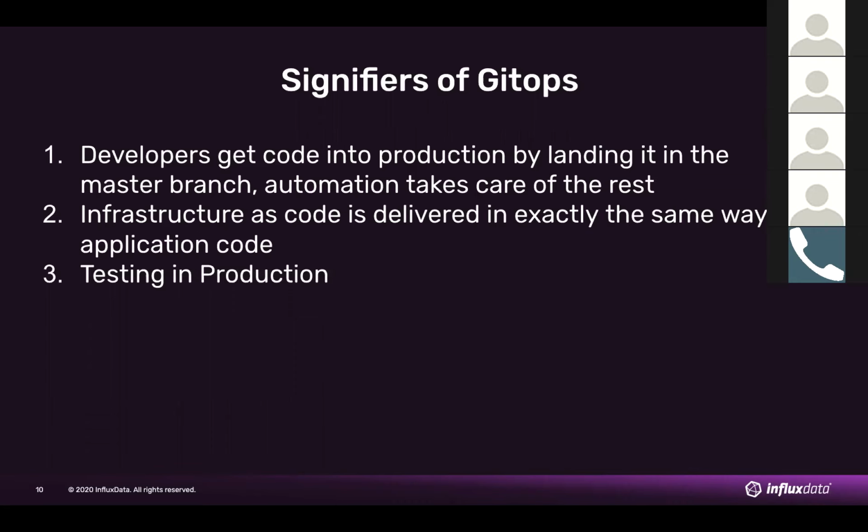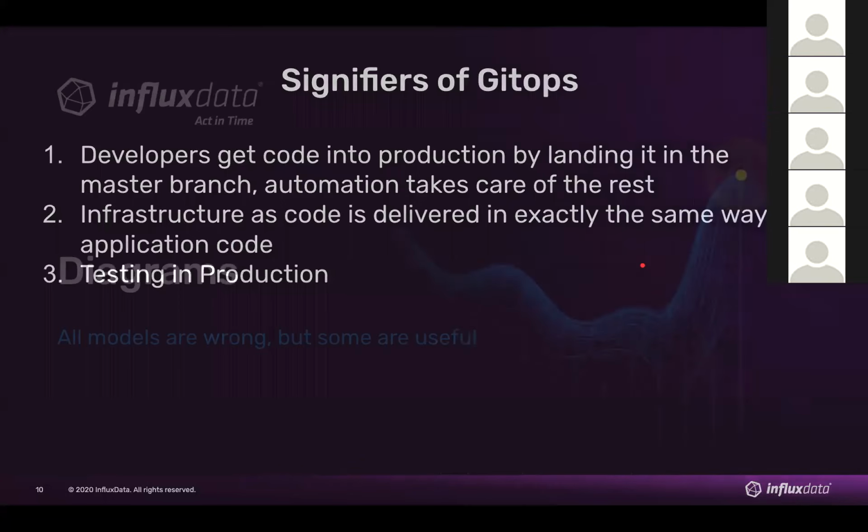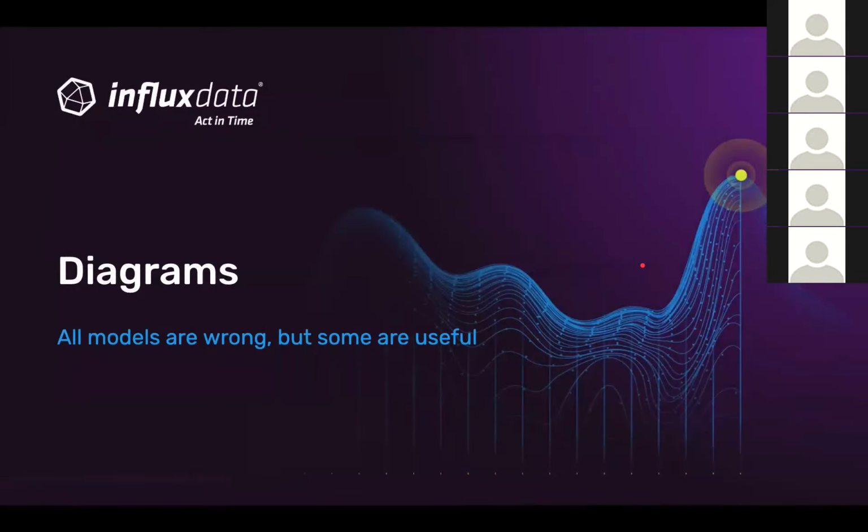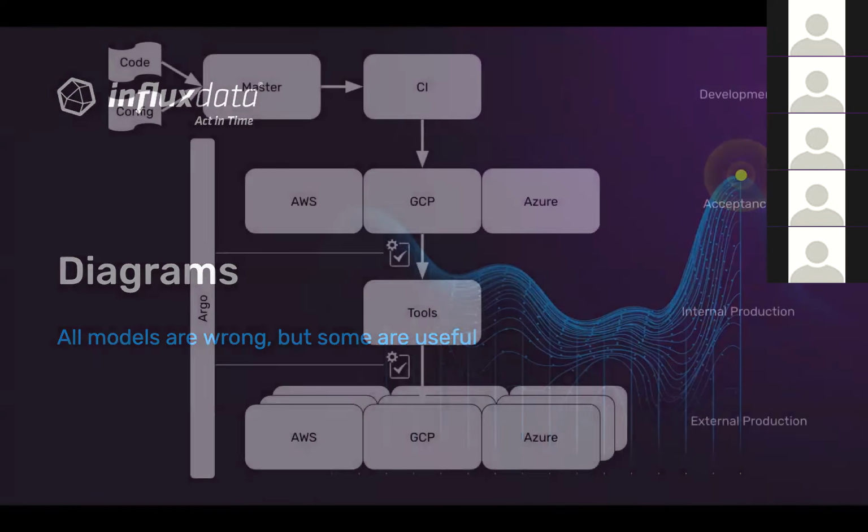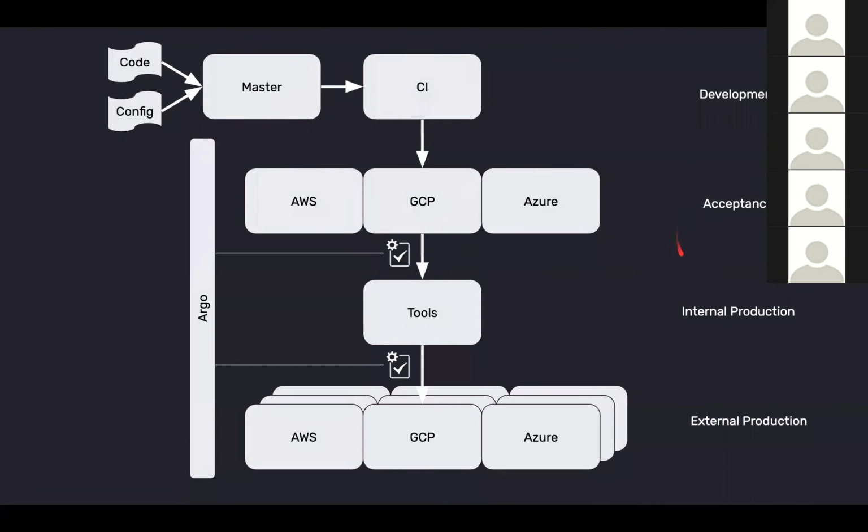So if you are doing these three things, that's what we call GitOps at InfluxDB. That's our practice, what we consider to be GitOps. Okay, so I have some diagrams to explain a bit how we do it, all right? This is a very simplified diagram, but here's what it basically looks like for us.